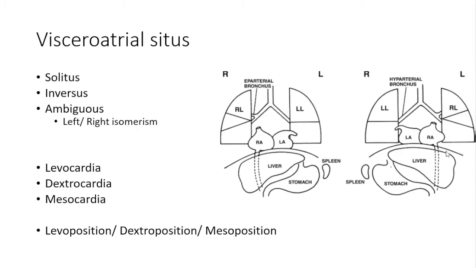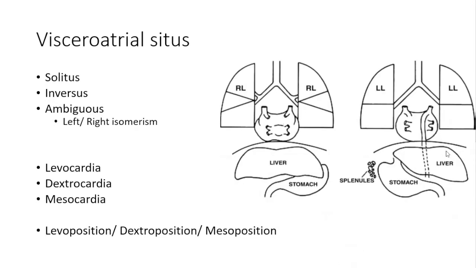Two well-recognized configurations of situs ambiguous are left and right isomerism. In right isomerism, there is asplenia, midline liver, bilateral trilobed lungs with eparterial bronchus. It may be associated with total anomalous pulmonary venous return. Left isomerism is polysplenia, bilateral bilobed lungs with hyparterial bronchus with interrupted IVC. It may be associated with partial anomalous pulmonary venous return.